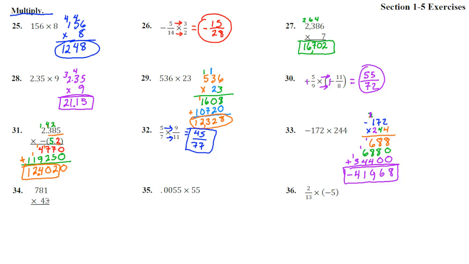Okay, number 34. We'll just do it all in one color this time. 781 times 43. 3 times 1 is 3. 3 times 8 is 24. Carry a 2. 3 times 7 is 21, plus 2 is 23. Now we jump the 4 through. Don't forget to put a 0 down there. 4 times 1 is 4. 4 times 8 is 32. There's a 2 down there. Carry that 3 up there. 4 times 7 is 28 plus the 3.